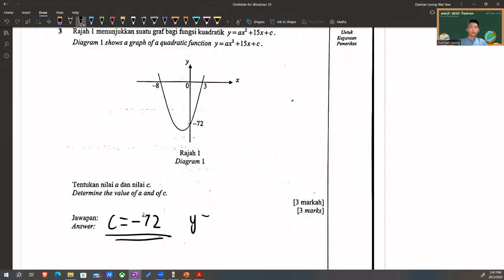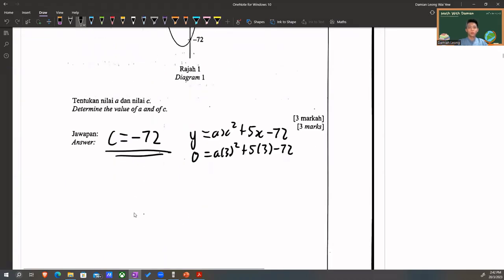Because I already know y equals ax squared plus 15x minus 72. So if I just sub in either 3, 0 or -8, 0, I will be able to find the a value. Let's say I use 3, 0. 0 equals a times 3 squared plus 5 times 3 minus 72. So I calculate, 0 equals 9a plus 15 minus 72.